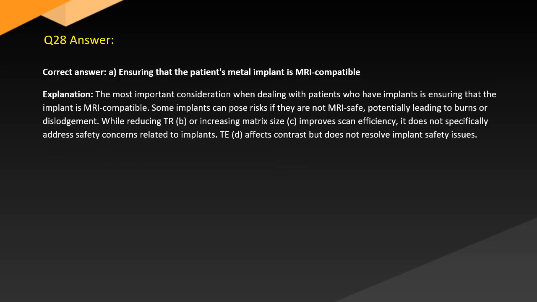Answer. Correct answer: A. Ensuring that the patient's metal implant is MRI compatible. Explanation. The most important consideration when dealing with patients who have implants is ensuring that the implant is MRI compatible. Some implants can pose risks if they are not MRI safe, potentially leading to burns or dislodgement, while reducing TR (B) or increasing matrix size (C) improves scan efficiency. It does not specifically address safety concerns related to implants. TE (D) affects contrast but does not resolve implant safety issues.